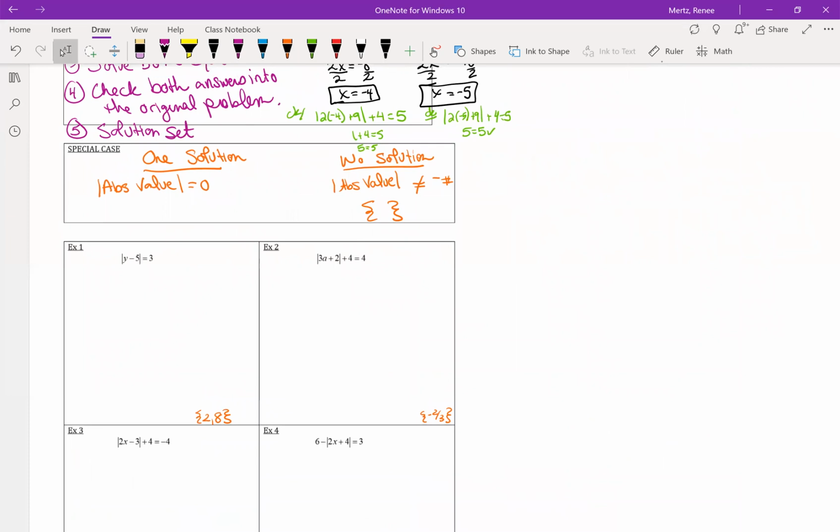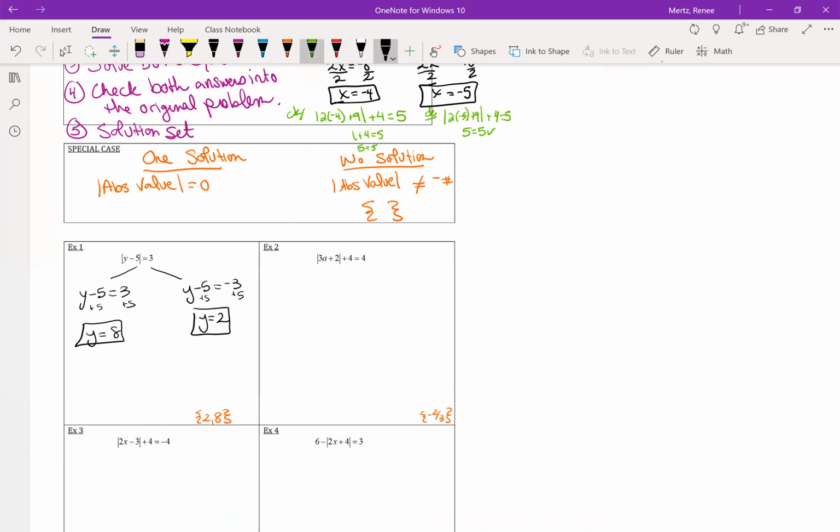All right, so in example 1, the absolute value is already alone, so we're just ready to start by branching. So we get y minus 5 equals 3 on the left, y minus 5 equals negative 3 on the right. Add 5 to each side. We get y equals 8 here. Add 5 to each side. We get y equals 2 here. So this solution is 2 and 8.